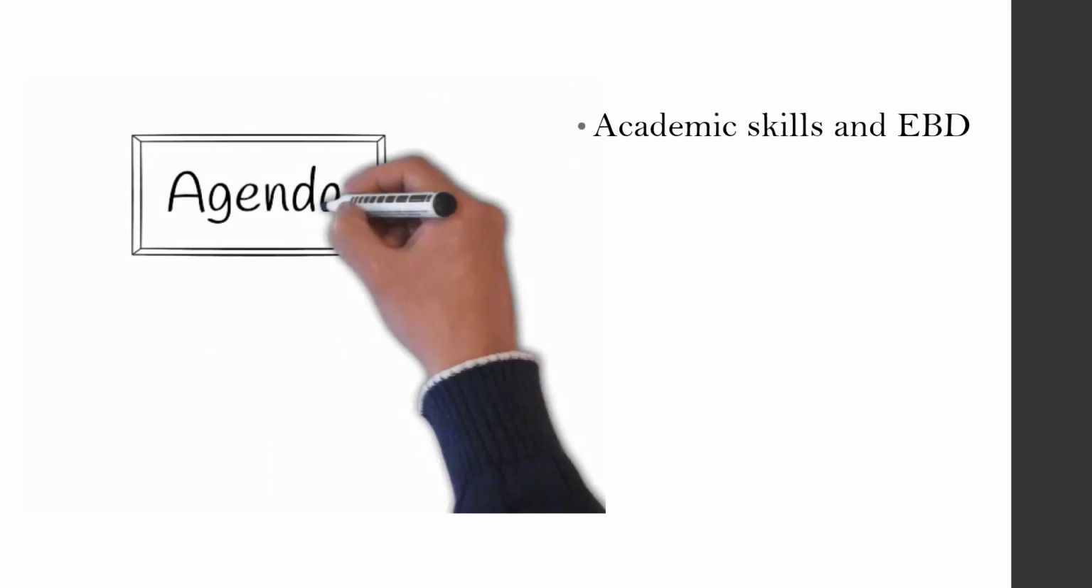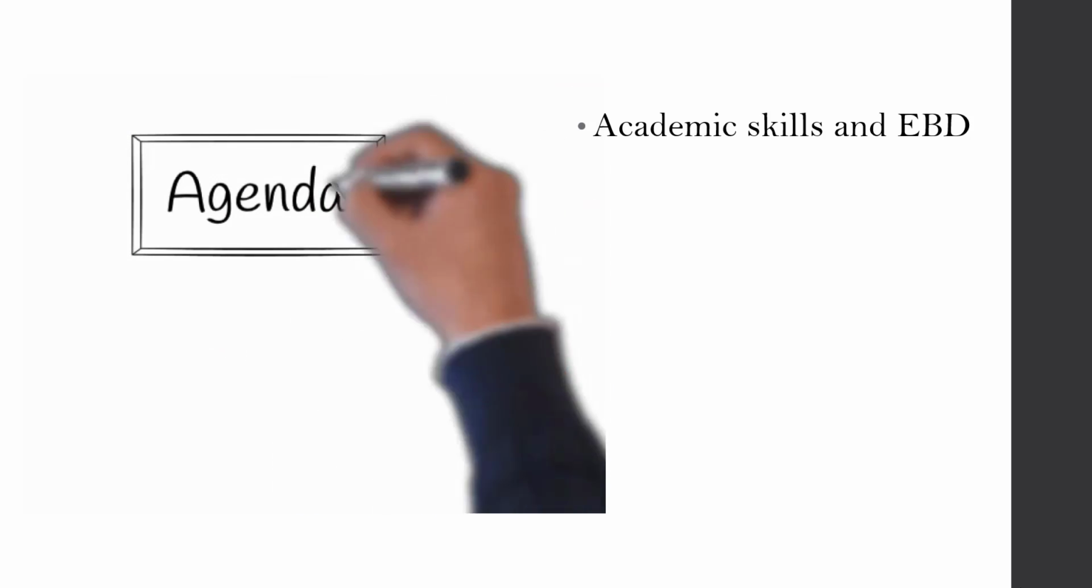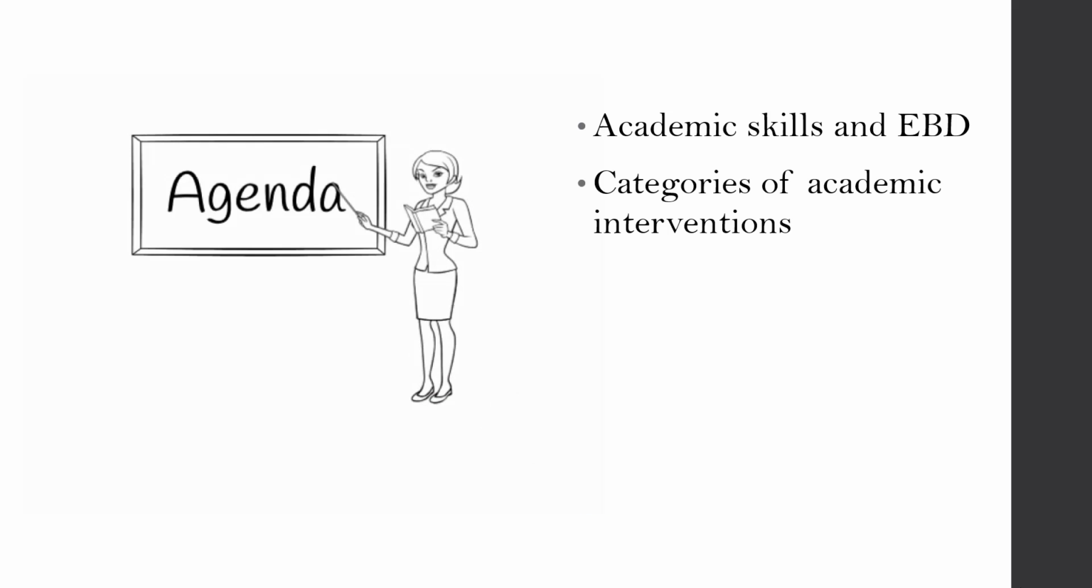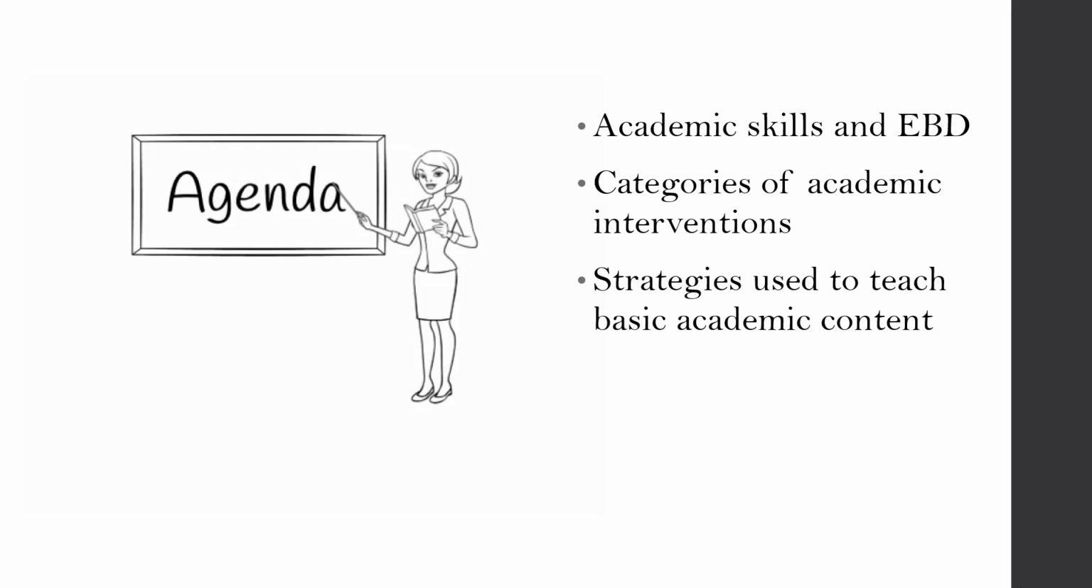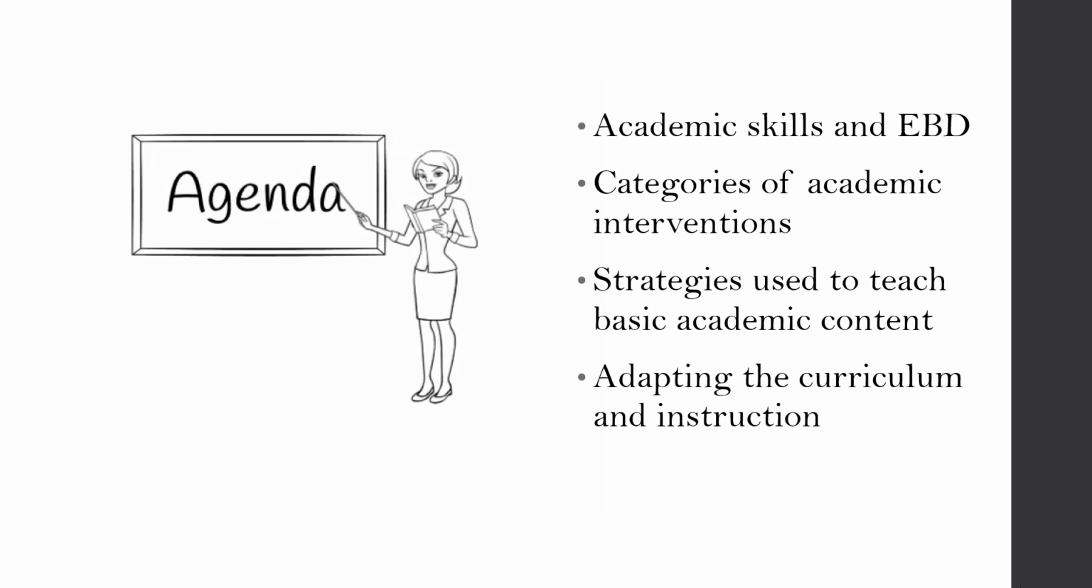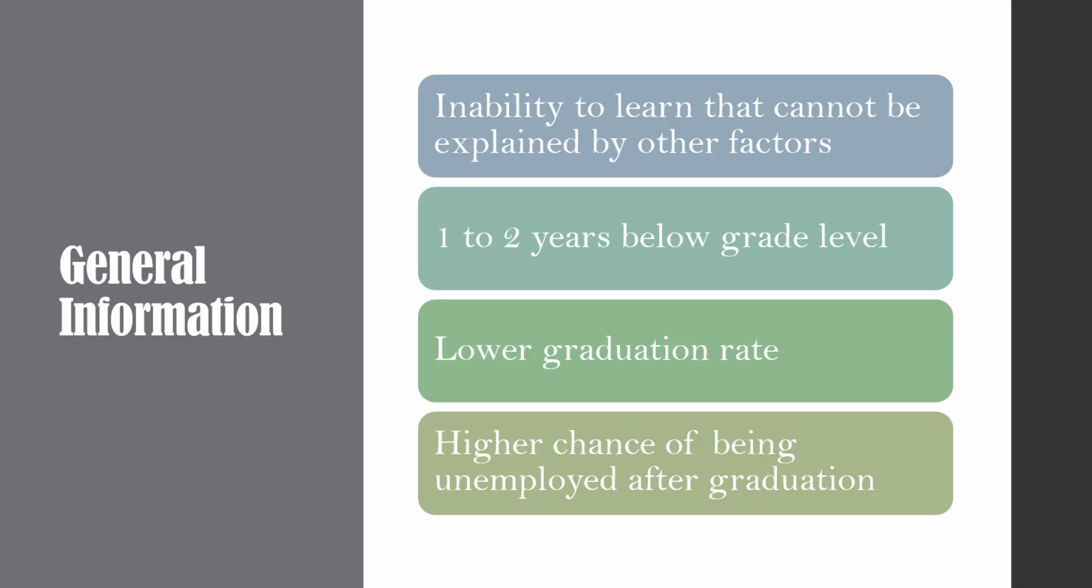So for this lecture, we're going to briefly talk about how academic skills relate to kids that have emotional and behavior disorders. We're going to talk about a couple of categories of academic interventions. We're going to talk about some strategies that have been used to teach just your basic academic content, so math, reading, writing, etc. We're going to talk about adapting the curriculum and instruction, and then wrap it up with reinforcement and how to provide students with opportunities to respond, so that way you can set them up for success and reinforce those behaviors.